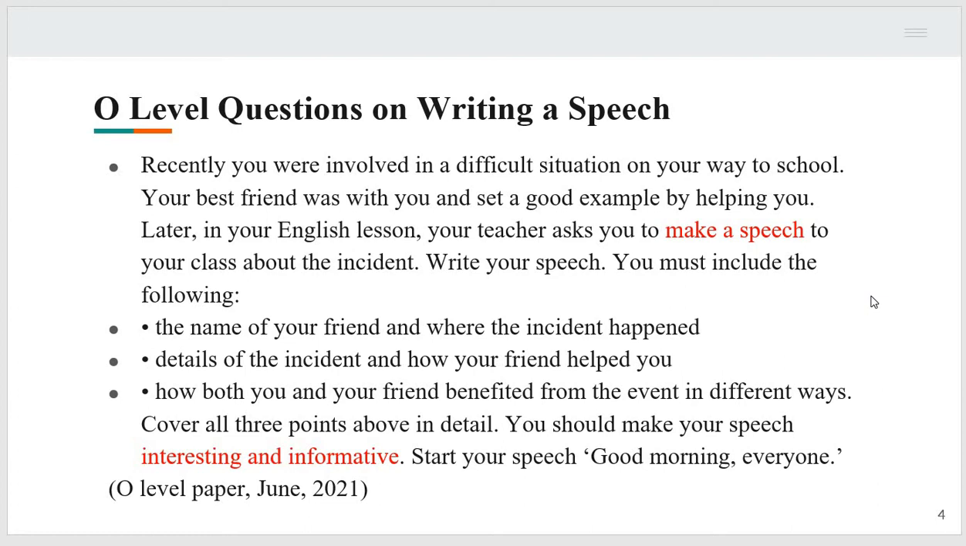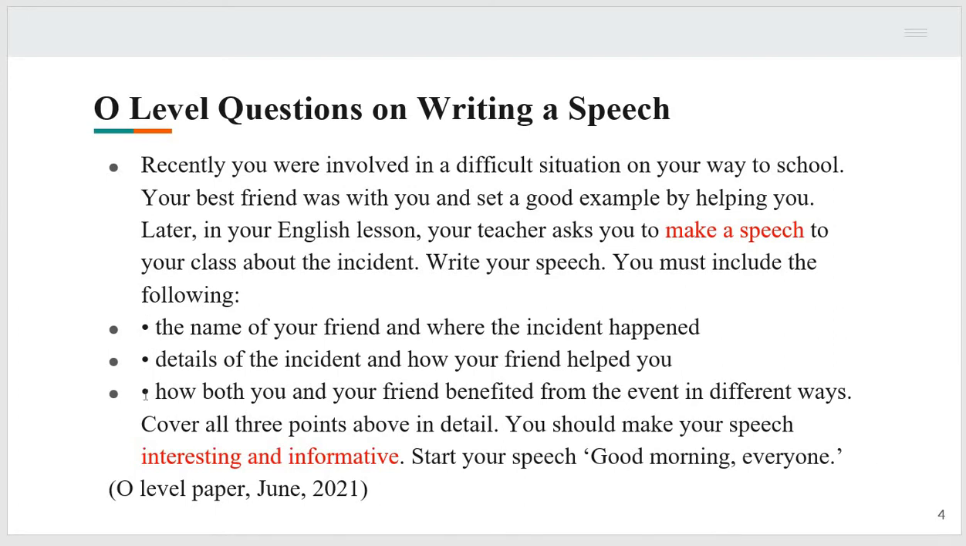Write your speech. You must include the following: the name of your friend and where the incident happened, details of the incident and how your friend helped you, how both you and your friend benefited from the event in different ways. Cover all 3 points above in detail. You should make your speech interesting and informative. Start your speech, good morning, everyone.